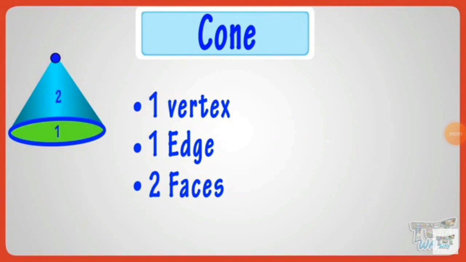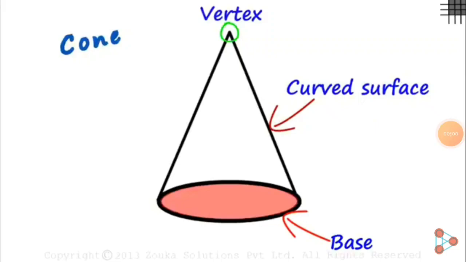A cone has one vertex, one edge, and two faces. It has two surfaces. One is the curved surface and the other is a base, which is a circle.